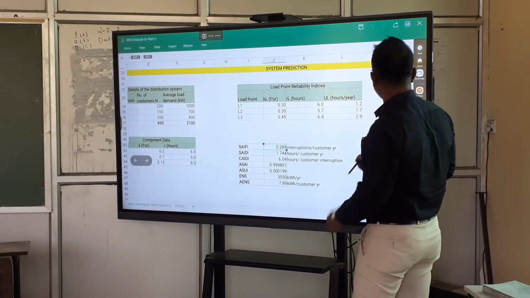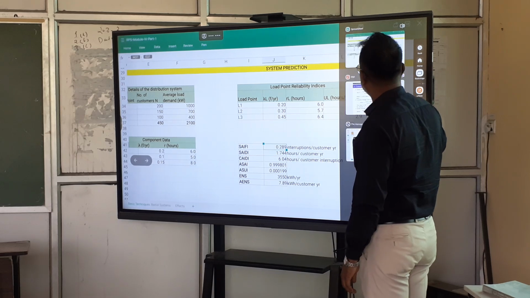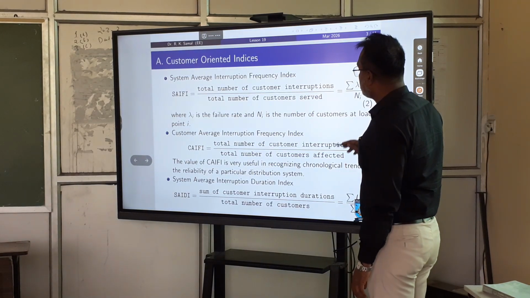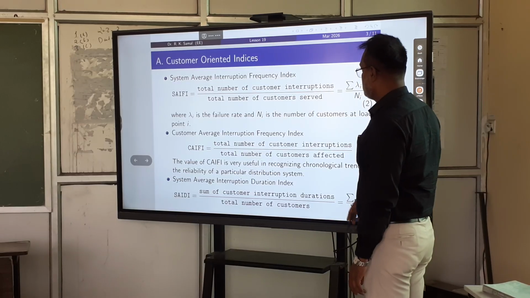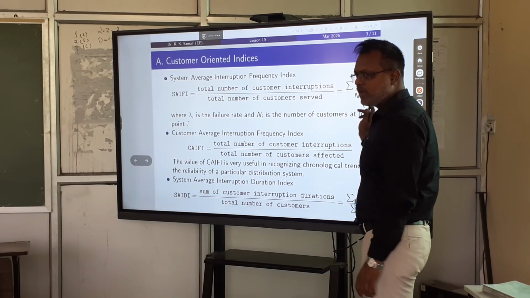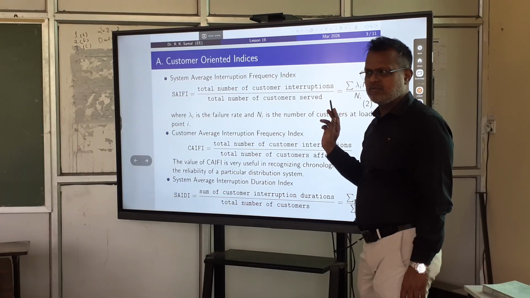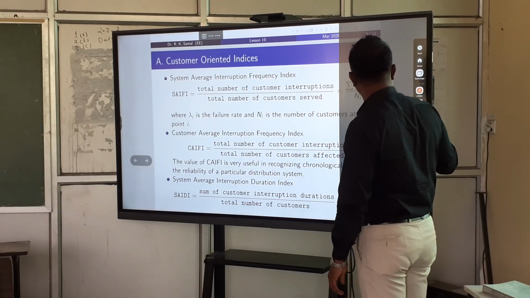Next is SAIDI. This formula you remember. This is total number of customer interactions divided by total number of customers affected. Okay, so interactions will be same. Summation lambda n it is 150. Yes. What is it?